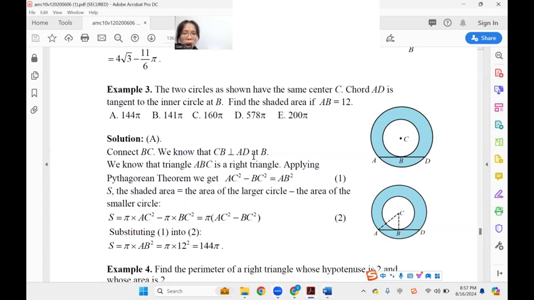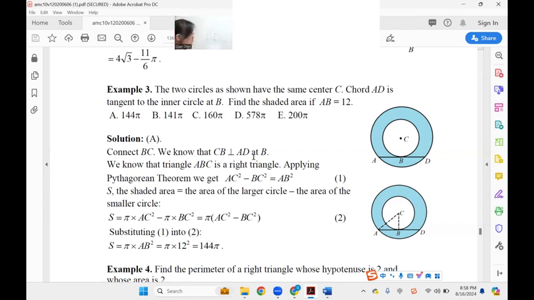Example 3. The two circles shown have the center C. So it's a big circle and a small circle. They all have to share the same center C. AD is tangent to the inner circle at B. So what does it mean? Tangent means the small circle, when they intersect, like cross with AD this line, they only cross at point B, right? So which means this is 90 degrees.